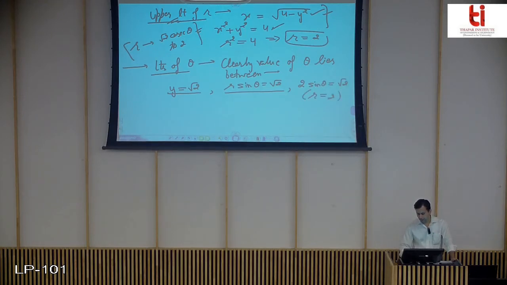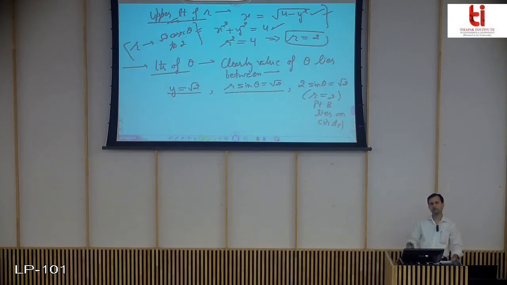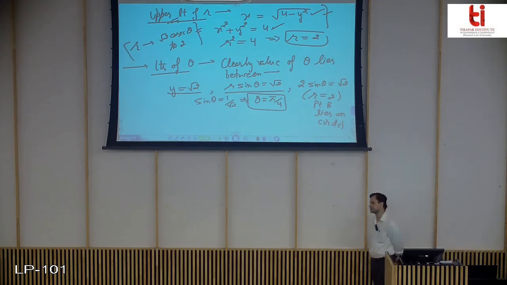Since r is equal to 2, point B lies on the circle. You can see here, point B lies on the circle. So r is going to be 2 here. So this means sin theta is equal to 1 by root 2, which implies theta is equal to pi by 4. So this is the way you can find theta.